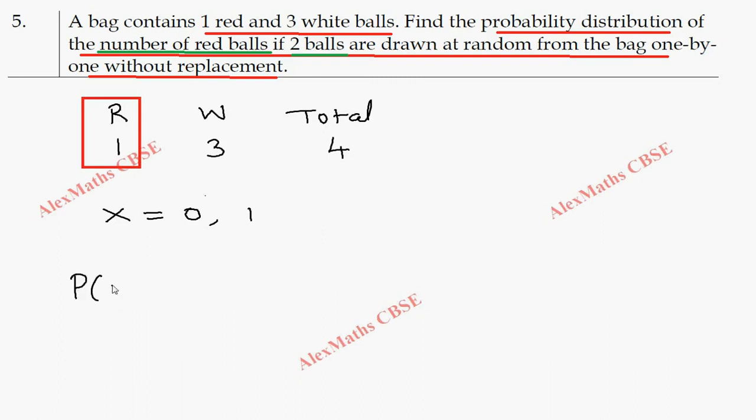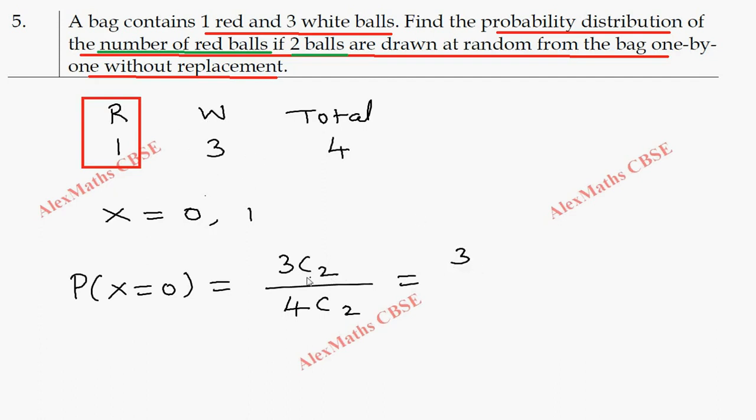Let's find probability for the first value, which is 0. 0 means both are not red. It means both come from this white. There are 3 white. From the 3 white we get 2 balls, and the denominator is out of the 4 we take 2, so 4C2. Since it is without replacement, we can use combination directly. So from 3 we are getting 2. Then only there will not be any red ball.